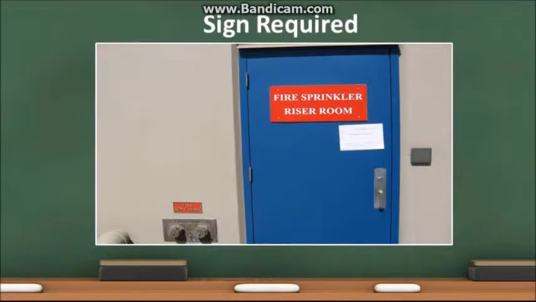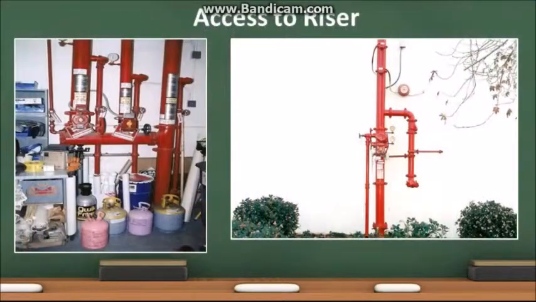If fire sprinkler risers are located inside a room, a sign on the door to the riser room is required. Keys for the door shall be located inside a key box. Access to all fire protection equipment is required. Nothing of any kind shall be stored within 3 feet of all sprinkler equipment, including the riser.